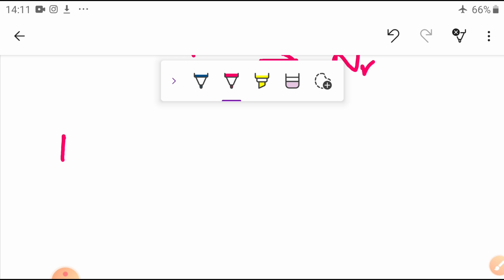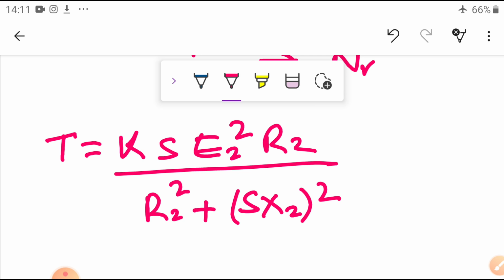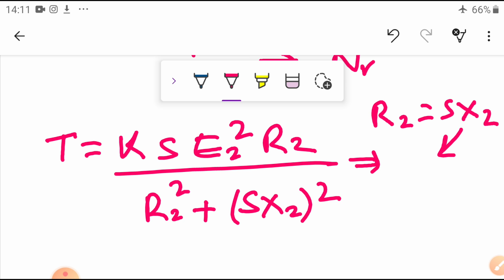So, what is the torque? Torque is equal to, I substitute the K1, some constant, S E2 R2 by R2 whole square plus Sx2 whole square. This is the equation. Now, substitute the value. What is the substitute value? That is, R2 is equal to Sx2. Okay. Substitute in this one.